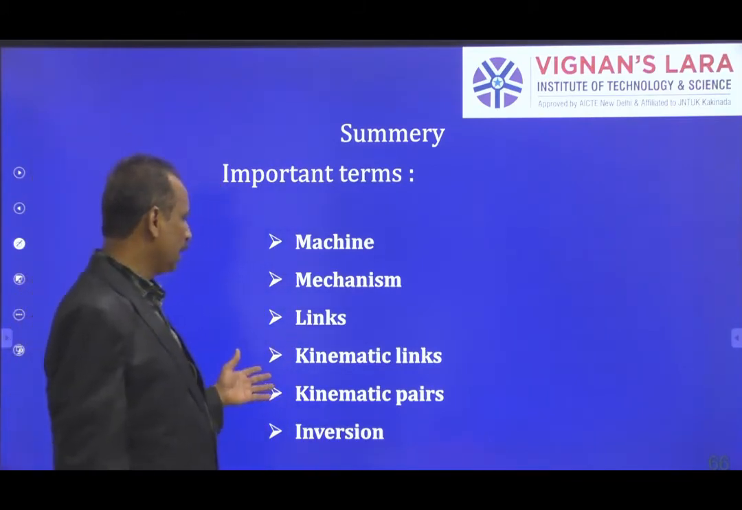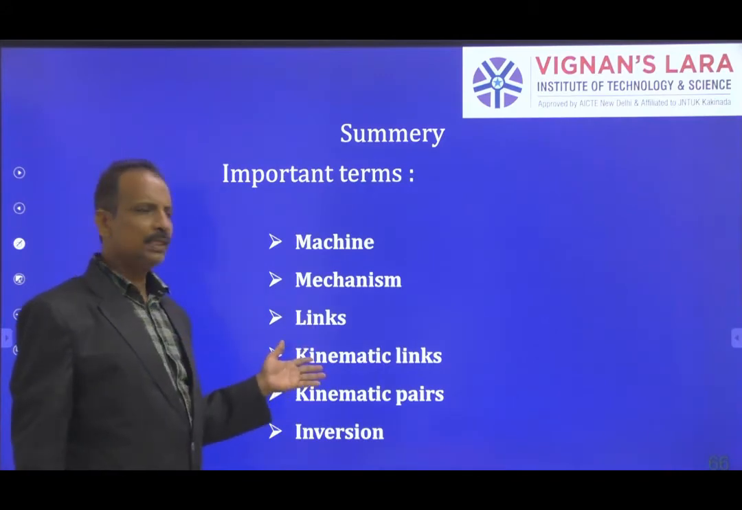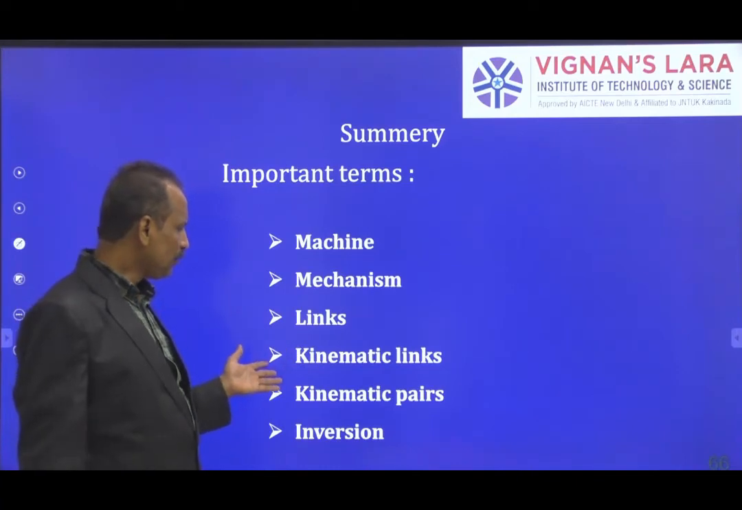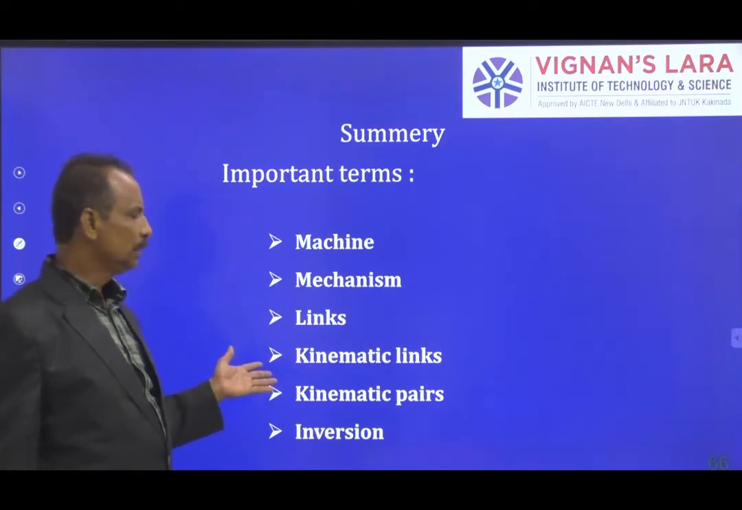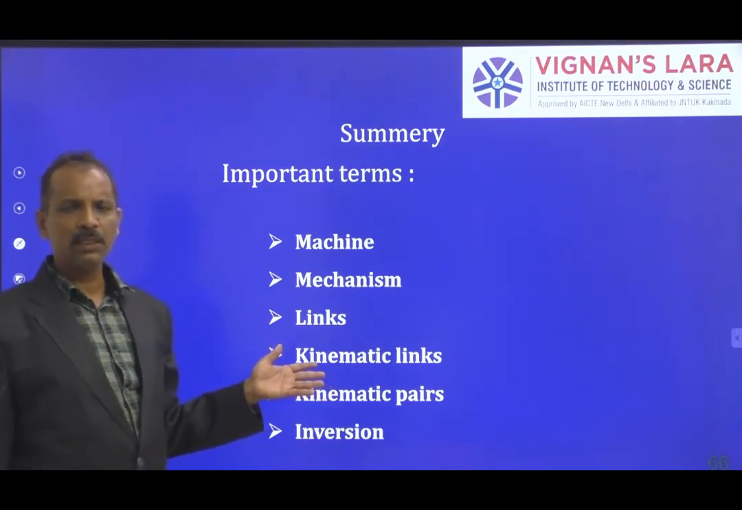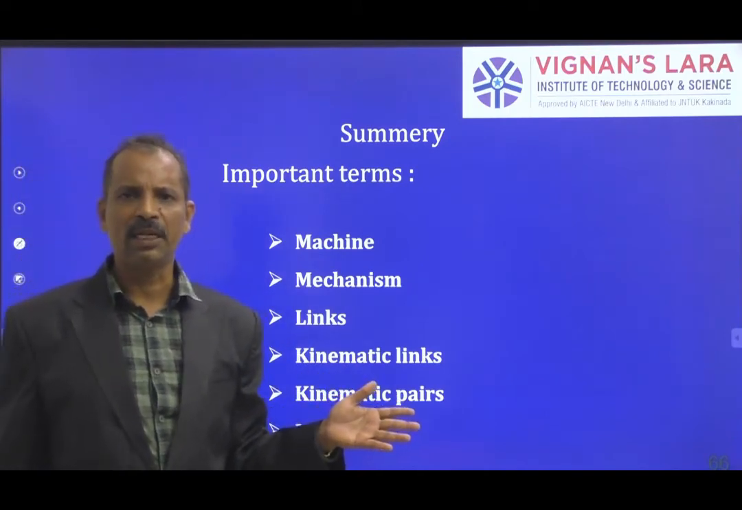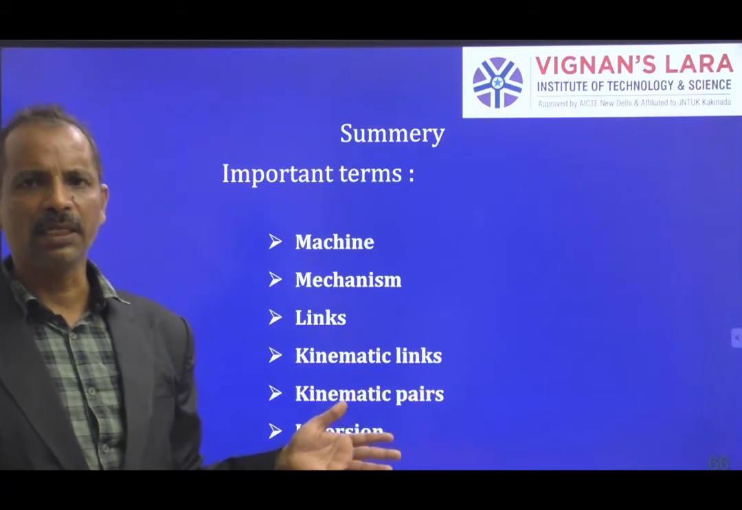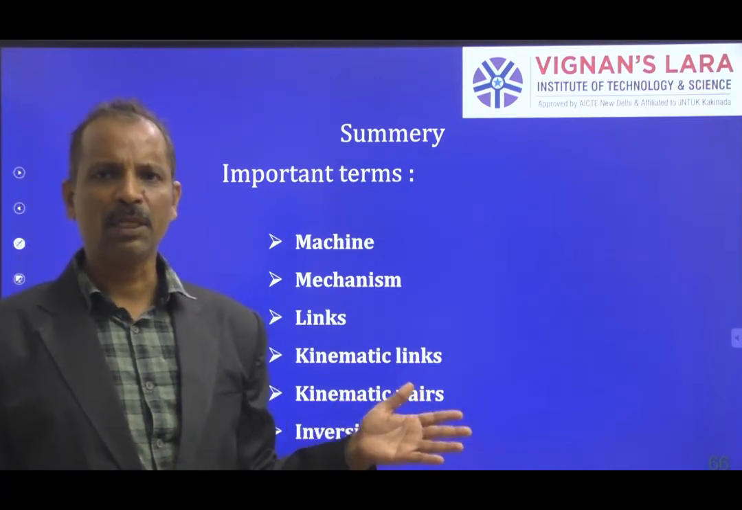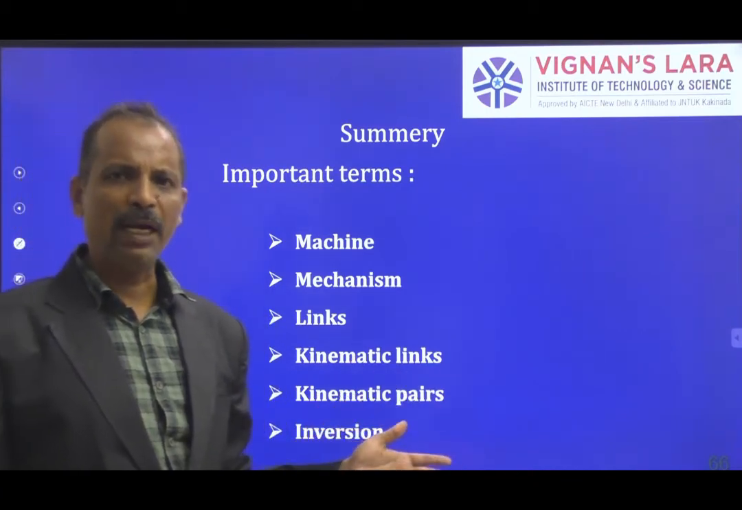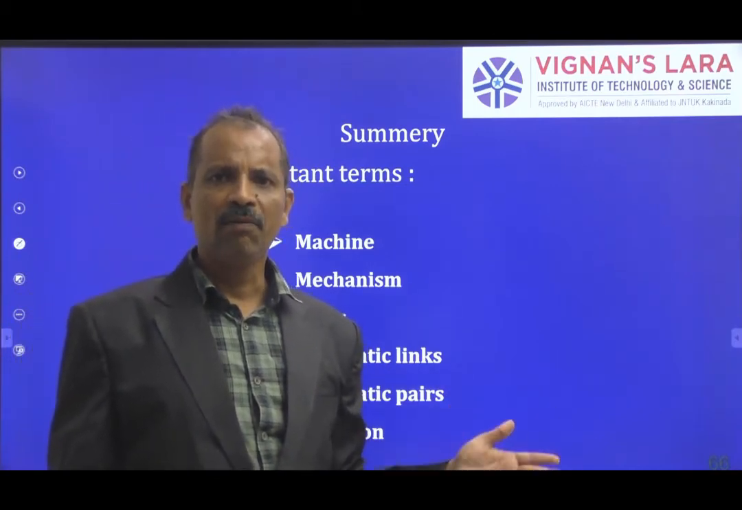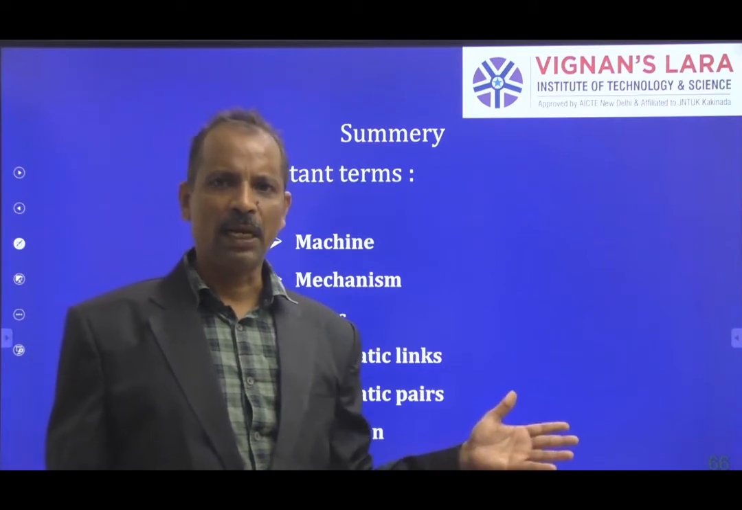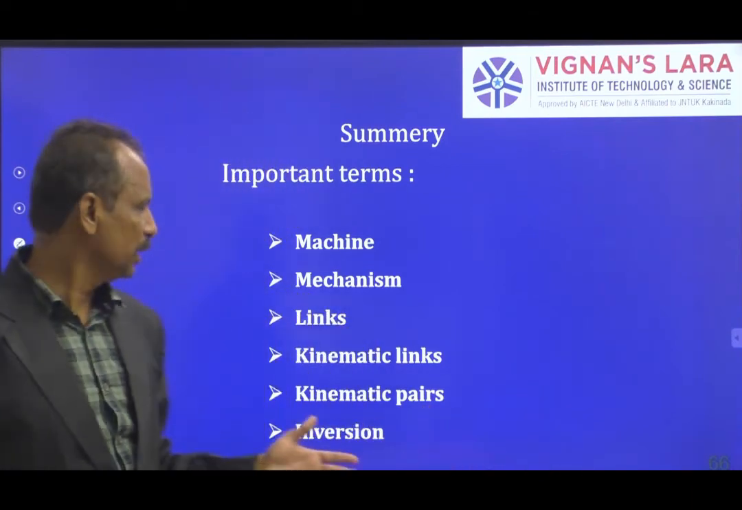Then kinematic links and pairs. The links, kinematic links, are not rigid bodies, but they are resistant bodies. A body is said to be resistant, or it can behave like a rigid body if it serves the purpose of its duty, like a belt or a fluid, which are not rigid but behave like rigid bodies when actually used in practical applications.